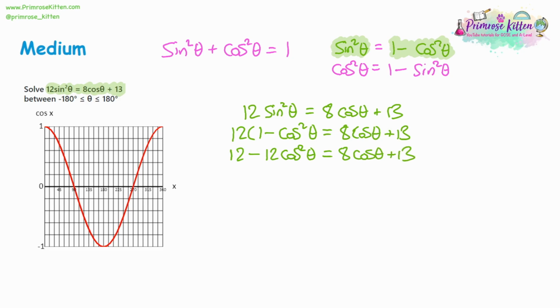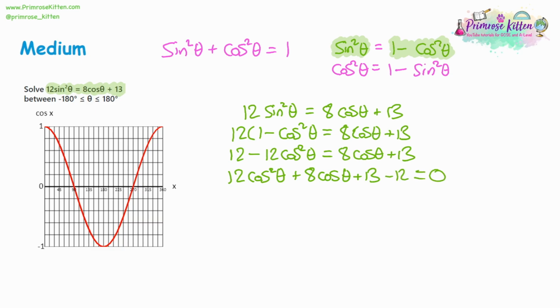And I want to put all this onto one side. Now, given that the squared term is a negative, we probably want that to be a positive. Let's move everything onto the right-hand side. So we're going to add 12 cos squared theta to both sides, leaving 12 cos squared theta on the right-hand side. The rest of the right-hand side is going to stay as it is. And then we want one of the sides to be equal to 0, so we're going to take 12 away from both sides.